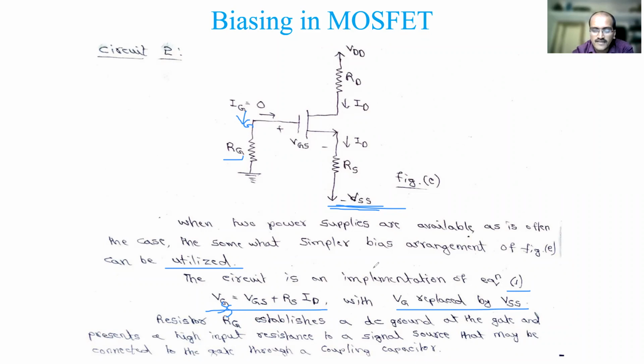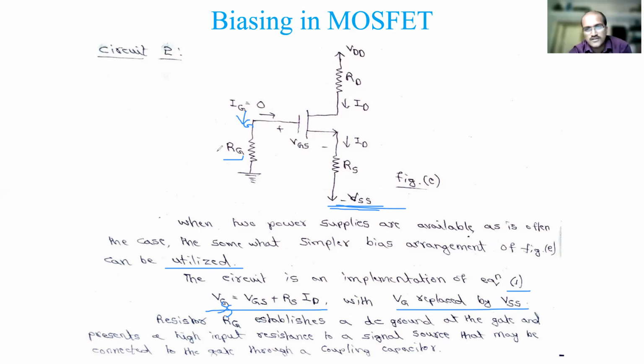Even if the design value comes as some kilo ohm, we could not take that. We have to take it in the mega ohm range only. That's why nobody bothers to calculate the RG value. RS and RD we try to calculate. Resistor RG here establishes a DC ground at the gate and presents a high input resistance to a signal source that may be connected to the gate through a coupling capacitor. So this is the biasing circuit. Again, same way you can connect the coupling circuit and show the amplifier circuit.